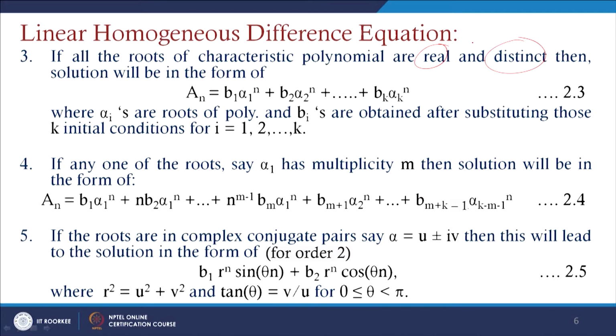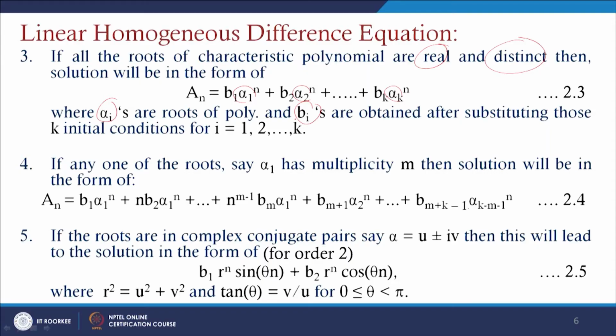then the solution will be in the form of a_n equals b1 alpha1 to the power n, b2 alpha2 to the power n, up to bk alphak to the power n. Since the solution is assumed in the form of m to the power n, and we have these distinct roots alpha1, alpha2 up to alphak, in place of m we can just put alpha1, alpha2 up to alphak. This is the solution, where the alpha i's are the roots of this polynomial and the b i's are obtained after substituting those k initial conditions. Since they are constant coefficients, they can be obtained if you put the initial conditions for i equals 1, 2 up to k.